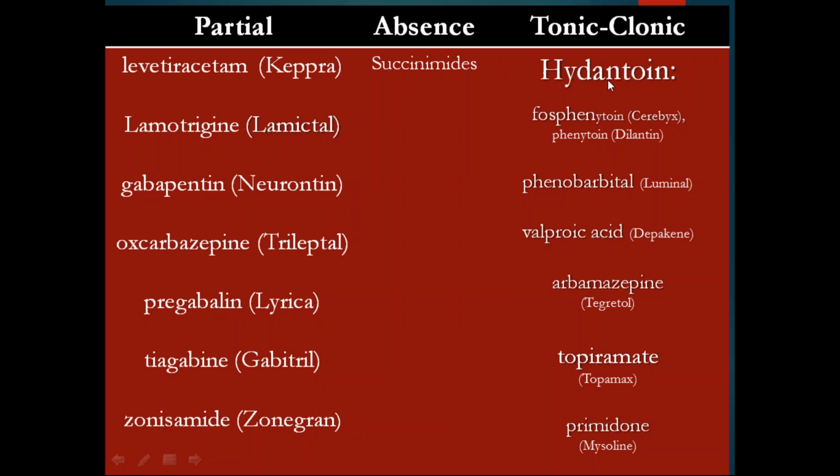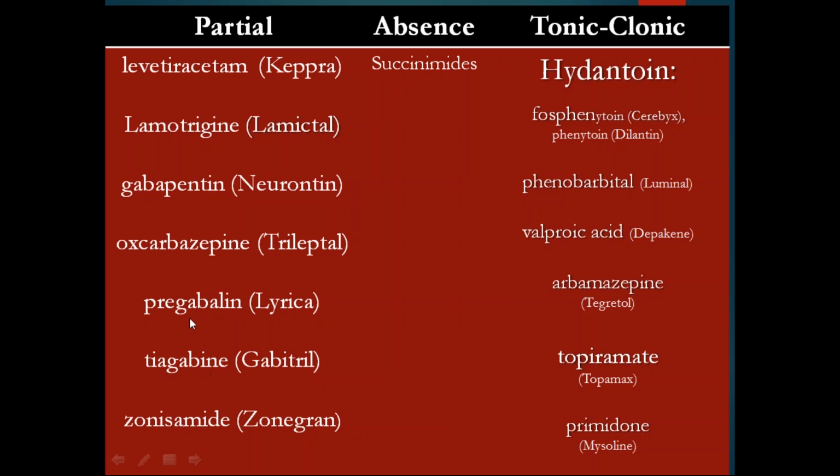Hydantoin, phenobarbital. You need to remember valproic acid, that is the grandmama of all, the first medication for seizures. Carbamazepine is very common for migraine, but it is used for what? For seizures.